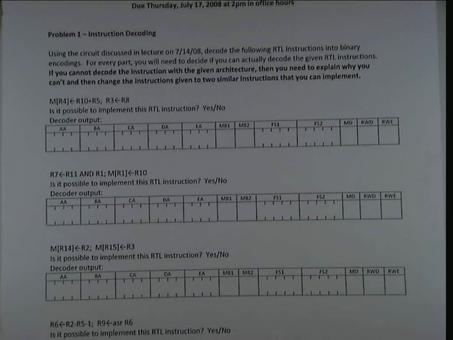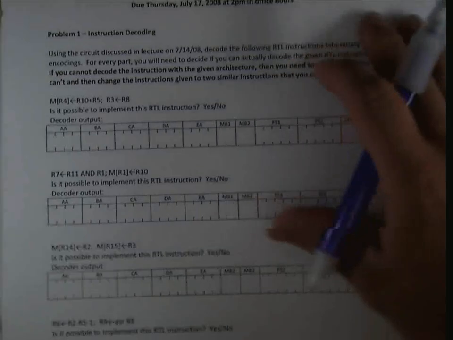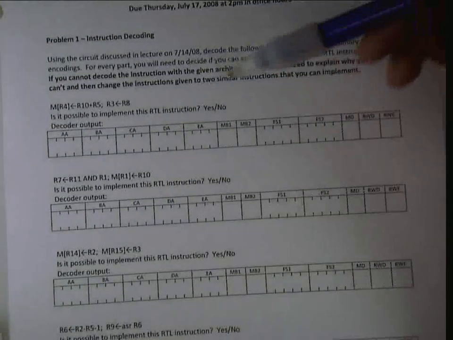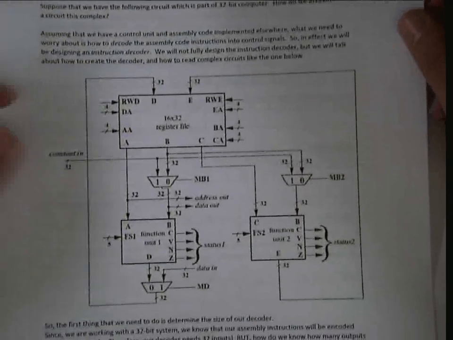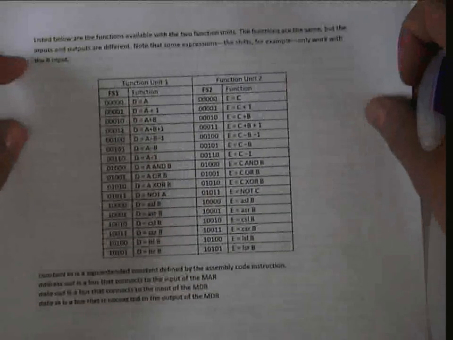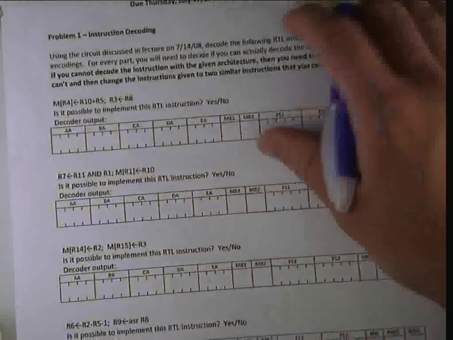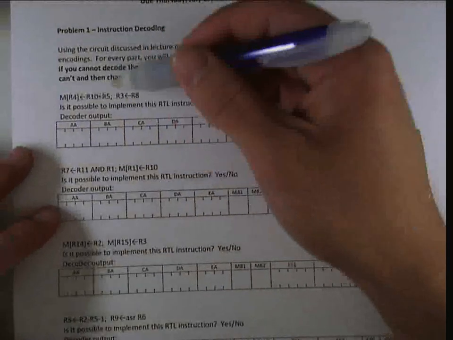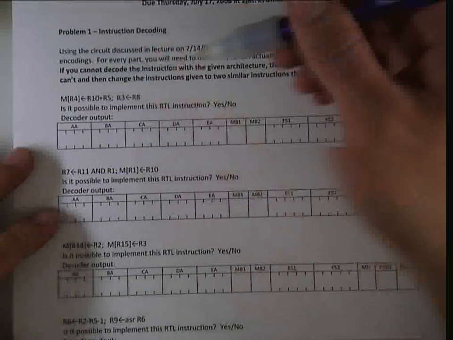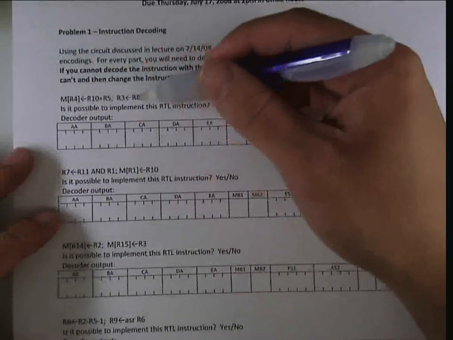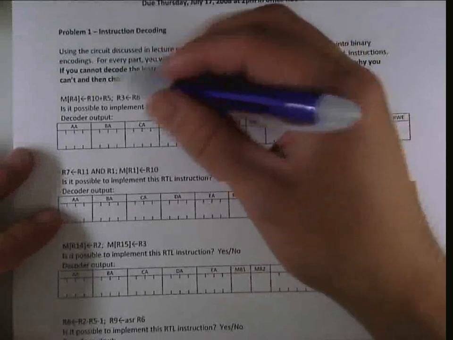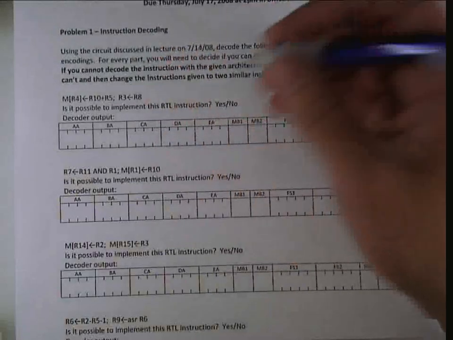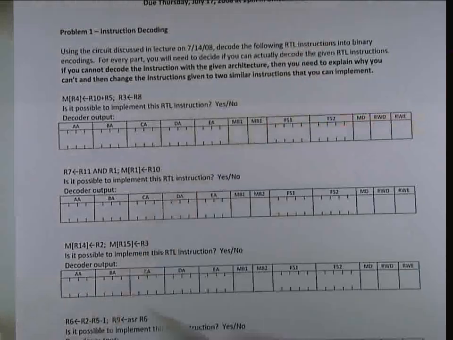This is the solution video for problem set 9, problem 1. In this problem set, we will be working with this architecture here, and the functions as defined on the back side of that. So basically I have two RTL instructions here, R10 plus R5 being stored into M of R4, and R8 being stored into R3. And the question is whether or not I can implement this RTL instruction.